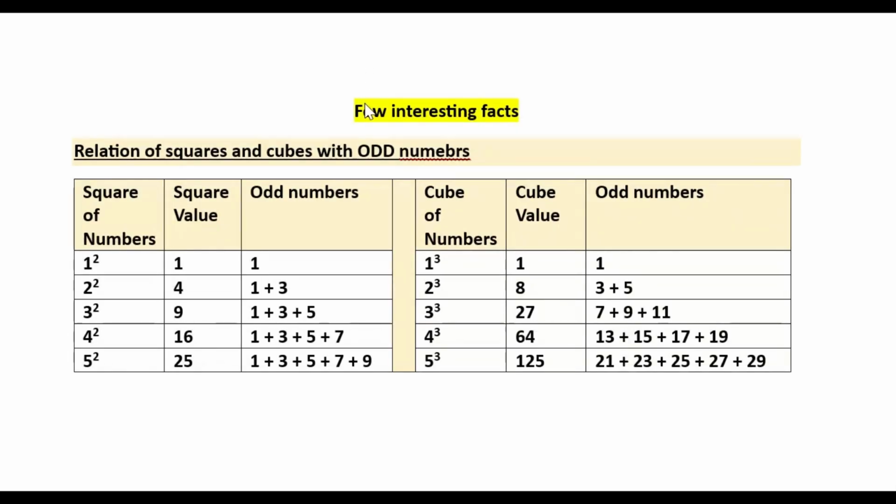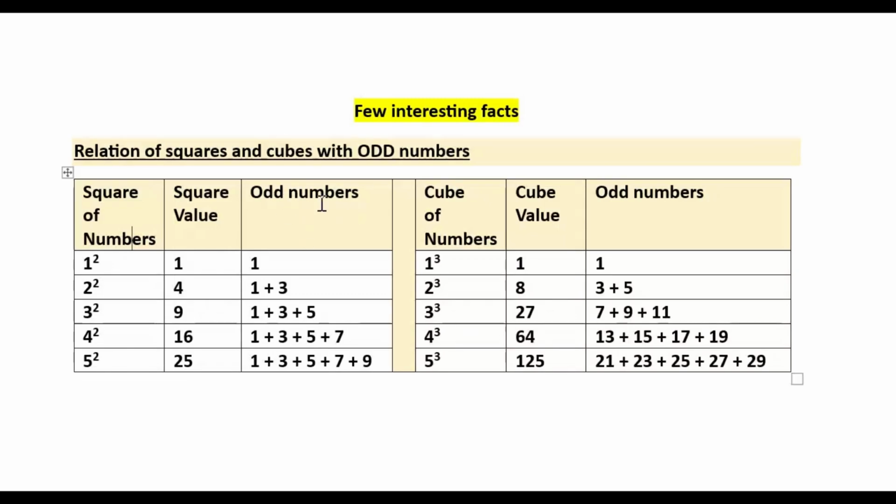Now let's look at a few interesting facts which are very much related to odd numbers. Okay, slight mistake in the spelling here, I'll correct it right here. Sorry about that. Okay, so let's look at a few square numbers, right? For 1 to 5: square of 1, square of 2, square of 3, square of 4, and square of 5. So the square of 1 is 1, the square of 2 is 4, the square of 3 is 9, the square of 4 is 16, and the square of 5 is 25.